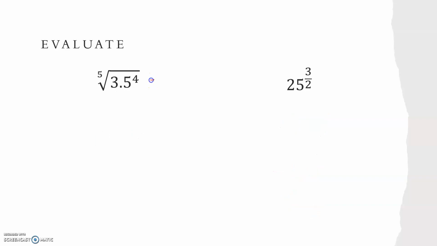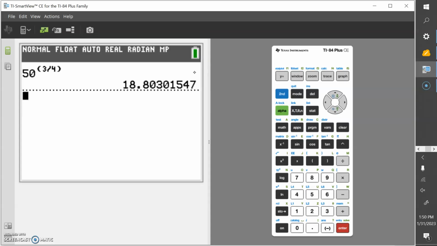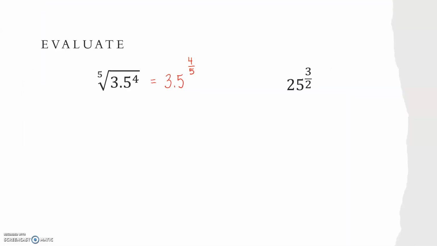This one I would need a calculator for, and I recommend rewriting it with fraction exponents so that you don't have to worry about finding weird buttons on your calculator. If I do that, I have 3.4 to the 4/5 power. And notice how I'm putting the 4/5 in parentheses. 4/5 is just 4 divided by 5. And I get 2.66 for that answer.